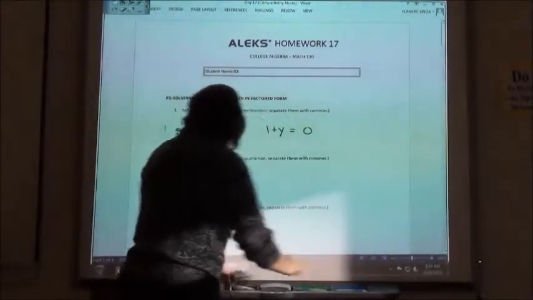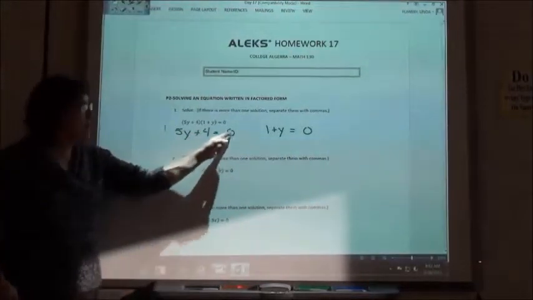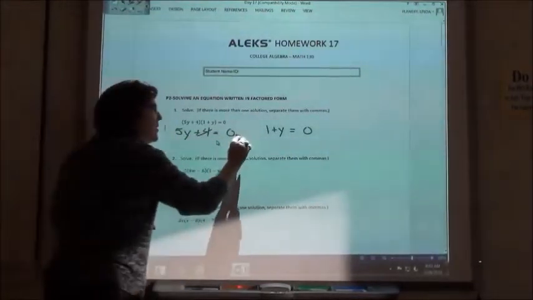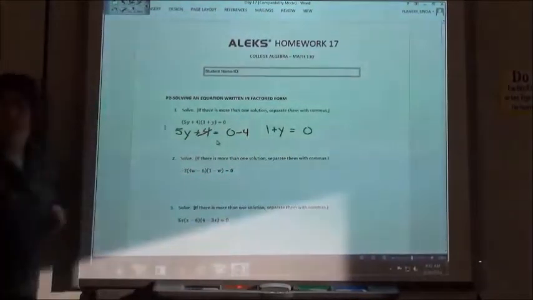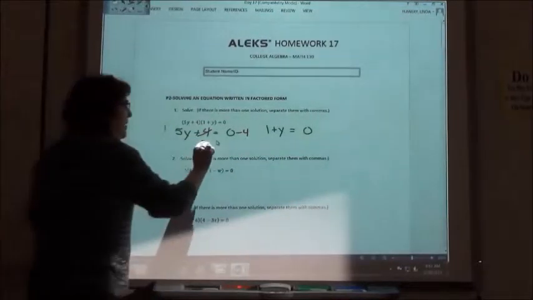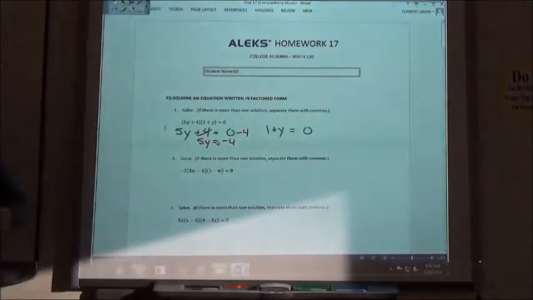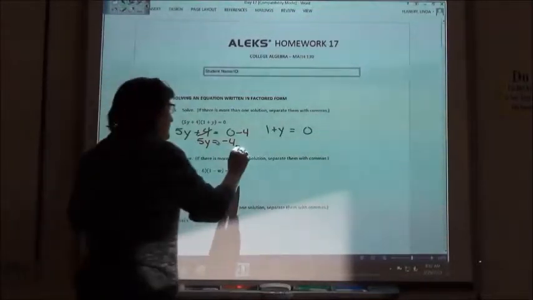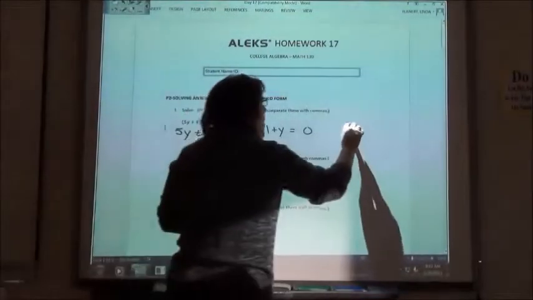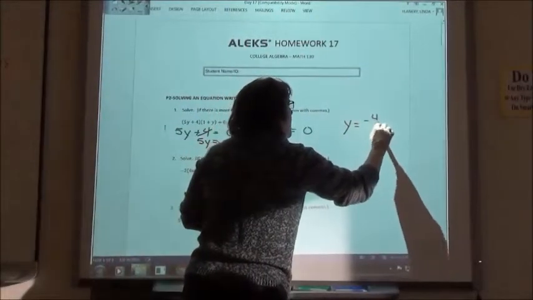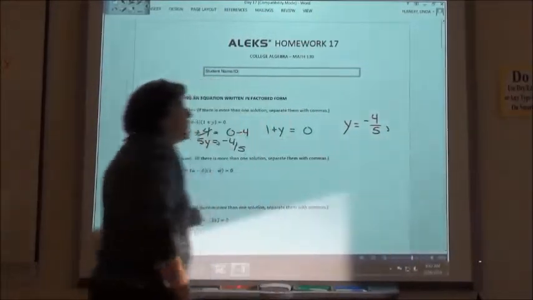So when we solve the first one here, I have to move my 4 over to the other side, so I'm going to minus that 4. 5y then equals negative 4, since 0 minus 4 is negative 4. And then, of course, I have to divide by the 5. So y is going to equal negative 4/5 for our first answer.